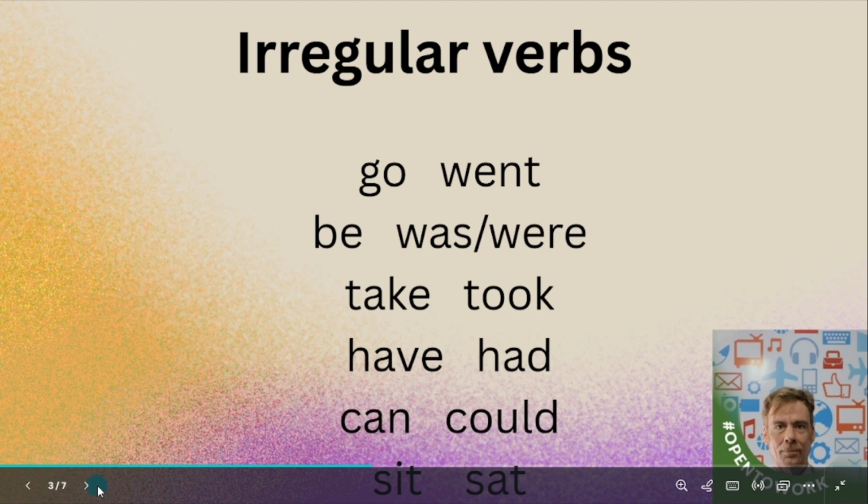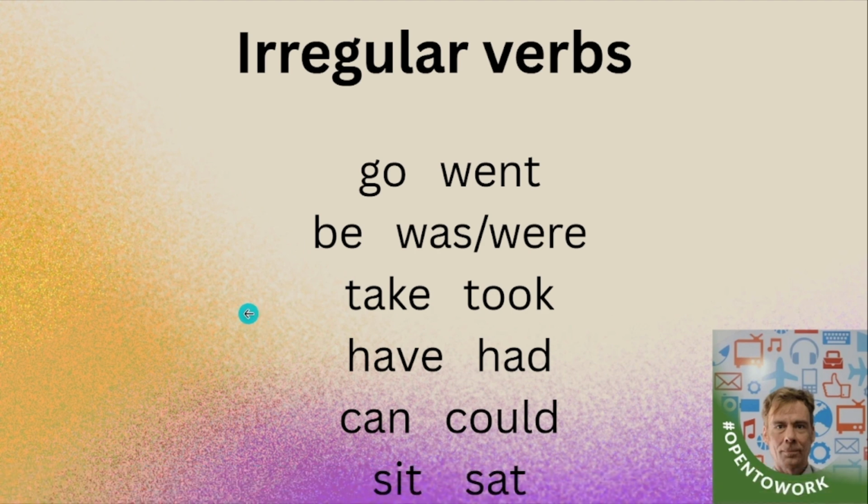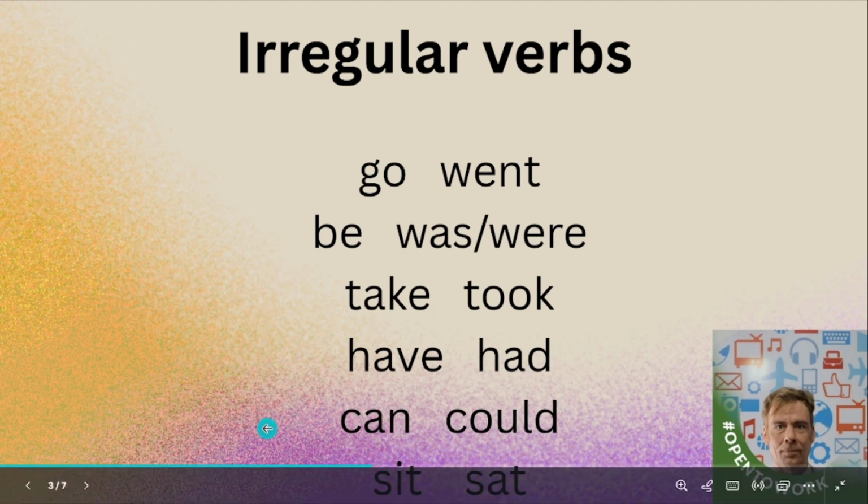But English has many irregular verbs, and in the case of irregular verbs, the past becomes a completely different word. There are far too many to list here, so I've just listed some of the more common ones and some of the ones that students have had difficulty with. So the past tense of go is went. Be actually has two past tense forms.